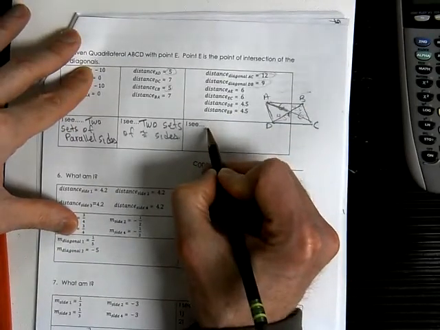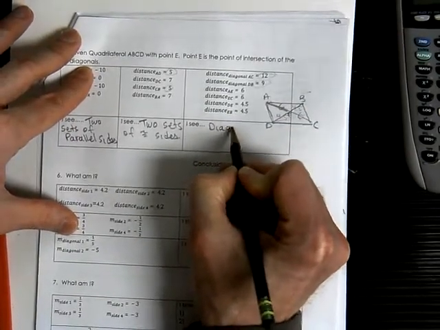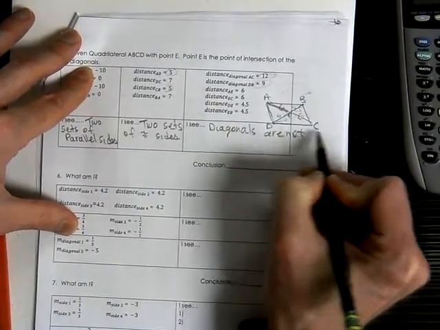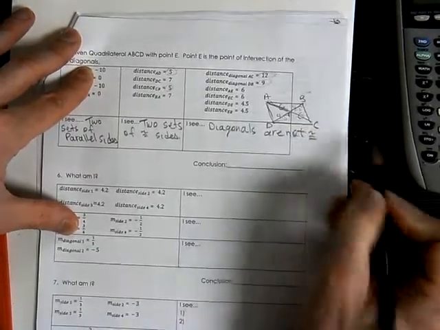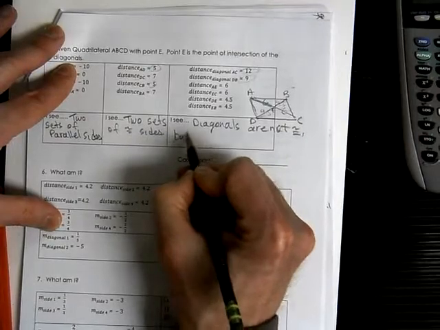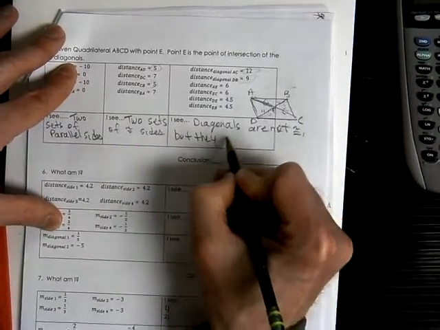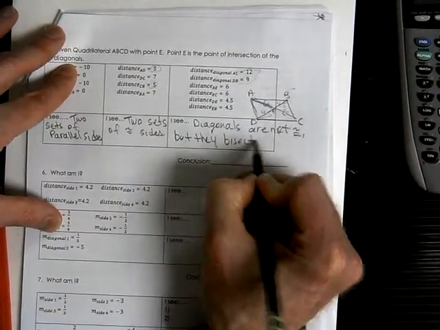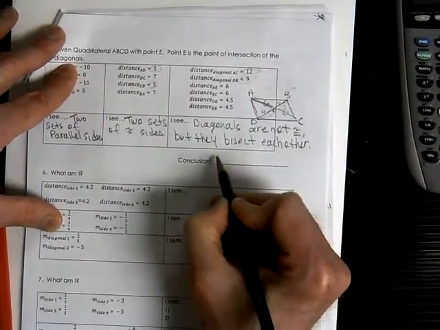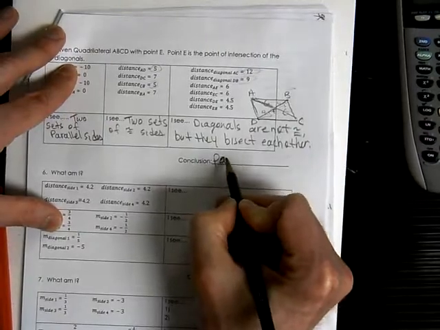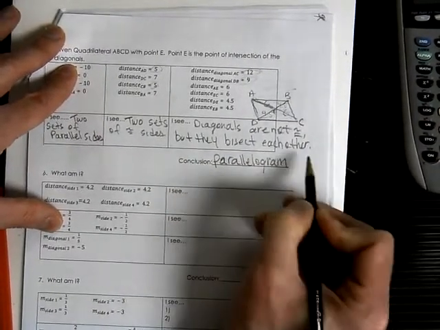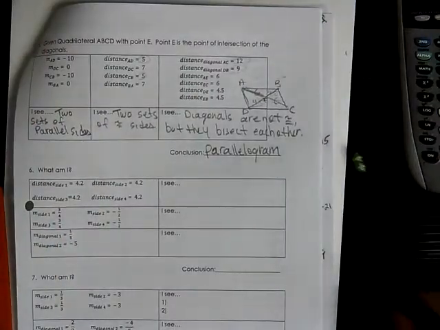So all I see are diagonals are not congruent. But they bisect each other. Parallelogram.